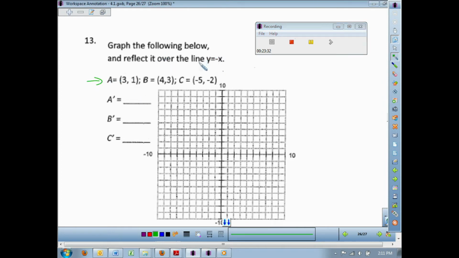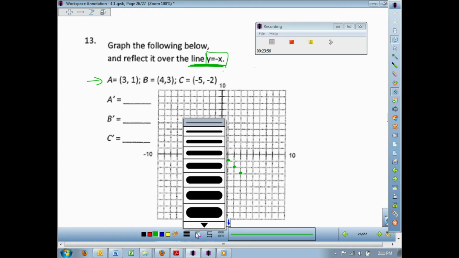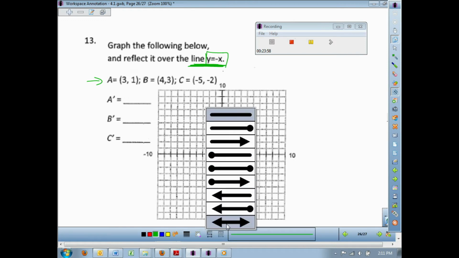So the first thing I want us to do is whatever line that they are asking us to reflect over, let's graph it. Let's actually, with a straight edge, graph this line, y equals negative x. It's got a slope of -1 and a y-intercept of 0, so start at 0 and go down 1 to the right 1, down 1 to the right 1, down 1 to the right 1. Put 4 points, take your straight edge, and connect the dots. Don't forget arrows because it is a line.